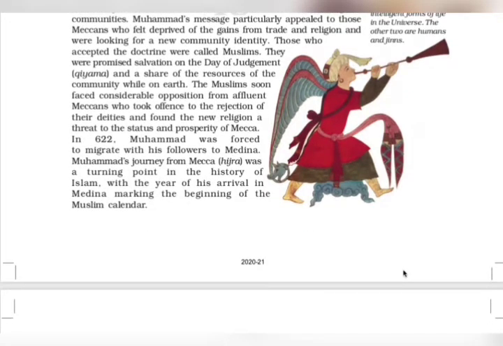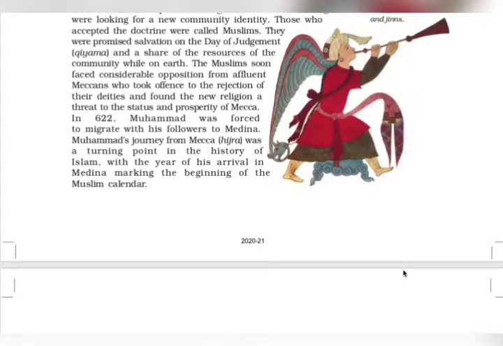Muhammad's message particularly appealed to those Meccans who felt deprived of the gains from trade and religion and were looking for a new community identity. Those who accepted the doctrine were called Muslims. They were promised salvation on the day of judgment, Qiyamah, and a share of the resources of the community while on earth.